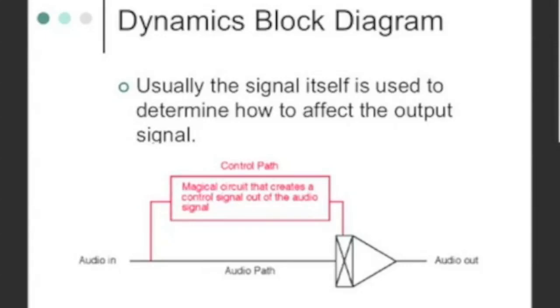Here's a block diagram of how a compressor basically works. Usually the signal itself is used to determine how they affect the output of the signal. So if you've got a vocalist coming through a compressor and the vocalist gets loud, the circuit magically controls how loud it comes out of the amplifier.